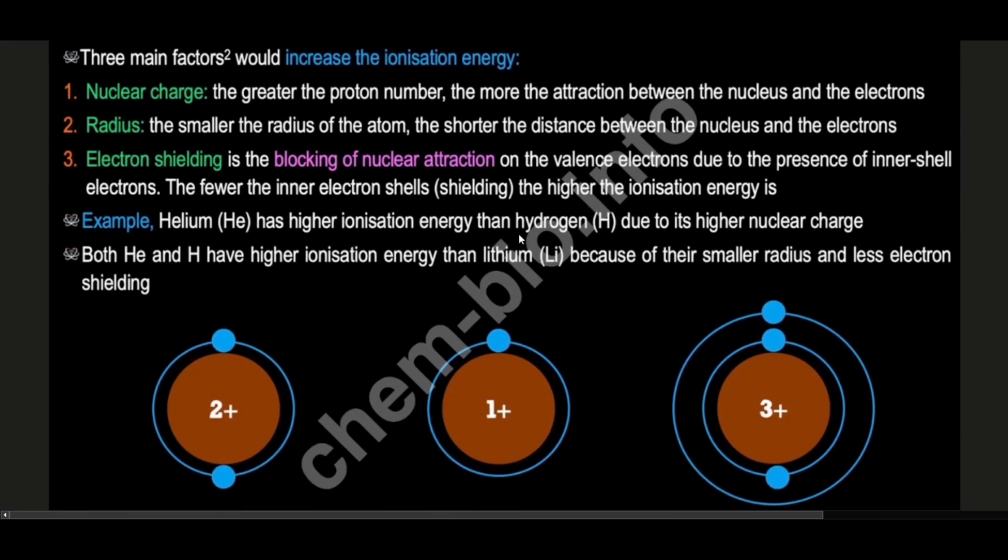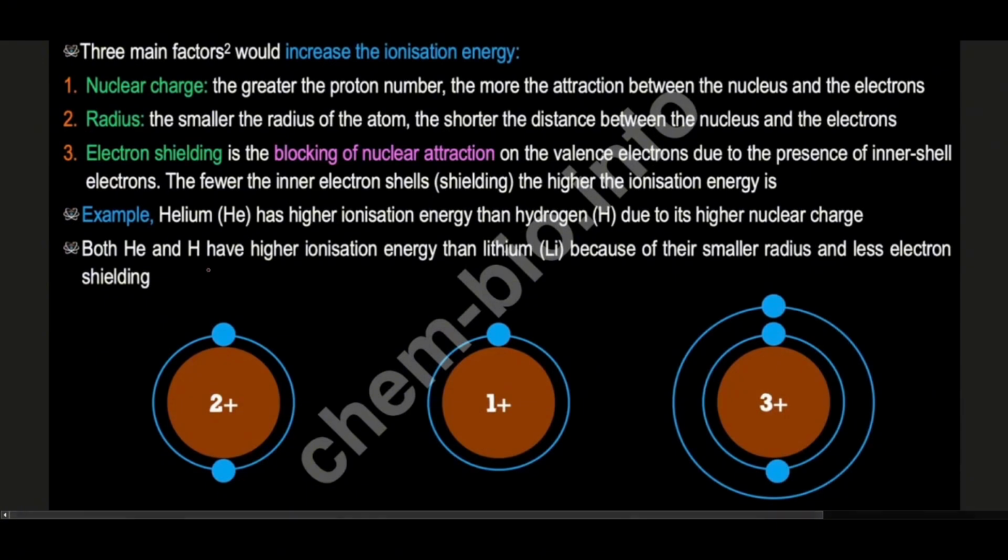Exactly. Now, what are the factors that affect the ionization energy? There are three main factors which would increase the ionization energy. Well, you have the nuclear charge, you have the radius, you have the electron shielding. Look, the greater the proton number, the more the attraction between the nucleus and the electrons. So, will there be an increase in the ionization energy? Obviously, right? Because you will require more energy to remove that electron, considering the attraction is high.